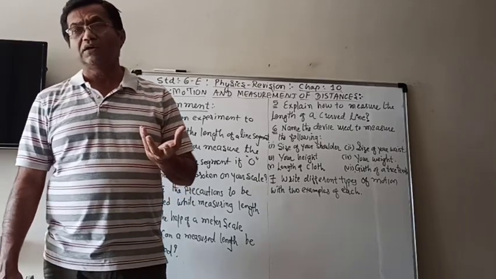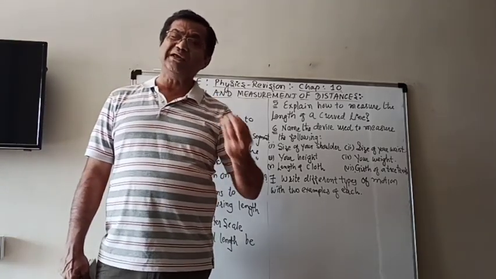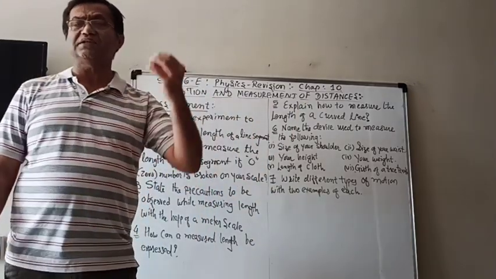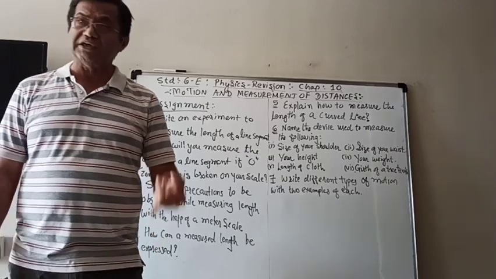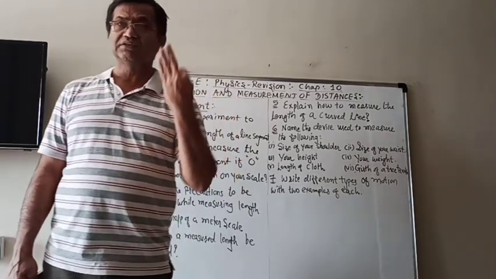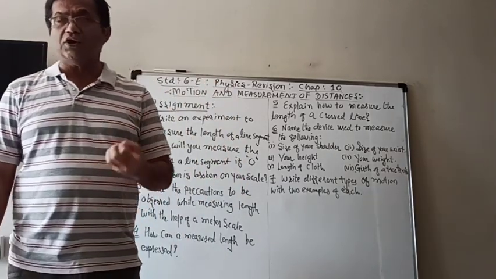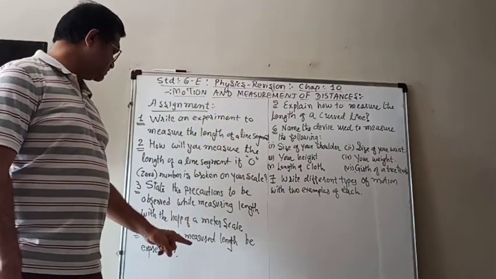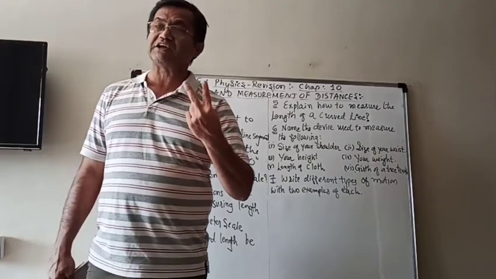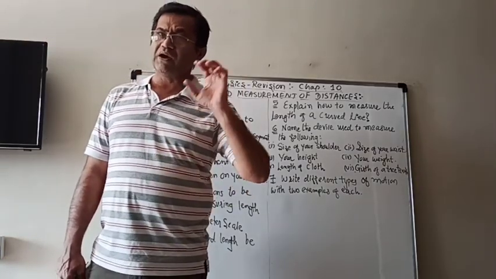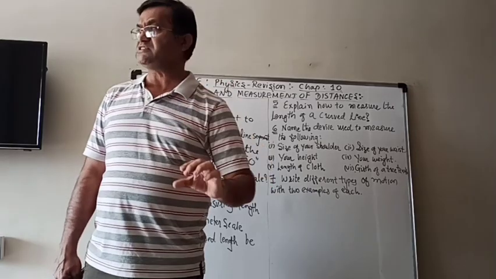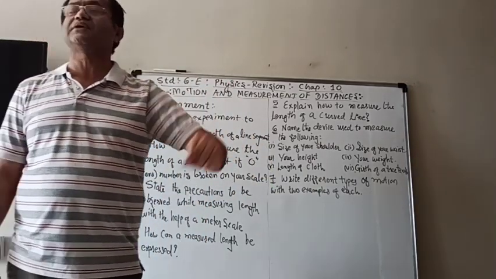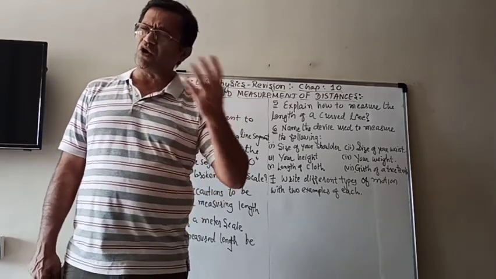Because if the length is given only in digits, say the length of the triangle is 3, what is 3? It can be 3 meter, 3 centimeter, 3 kilometer. So we need to specify. So whenever a measured length is expressed, it should be expressed in two parts. One, the number or the digits, and the second part is the unit of that measurement. It is required in all measurements.